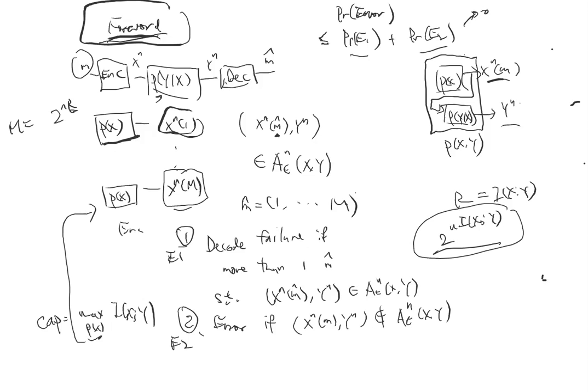So error 1 here is basically just using our packing lemma, right? Remember the packing lemma: as long as the number of codewords, which is basically m here, is less than 2^{nI(X;Y)}, then this will go to 0. This is from the packing lemma that we just discussed earlier.